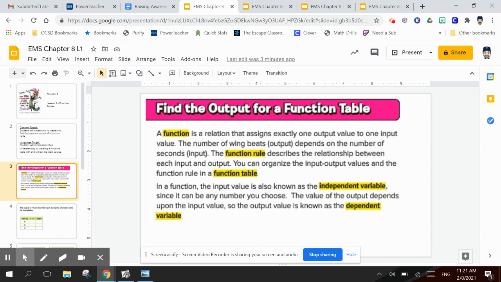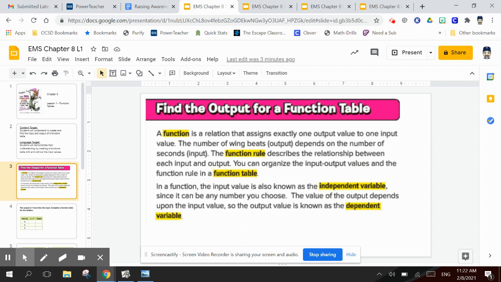A function is a relation that assigns exactly one output value to one input value. The number of wing beats, output, depends on the number of seconds, input. The function rule describes the relationship between each input and output. You can organize the input-output values and the function rule in a function table.